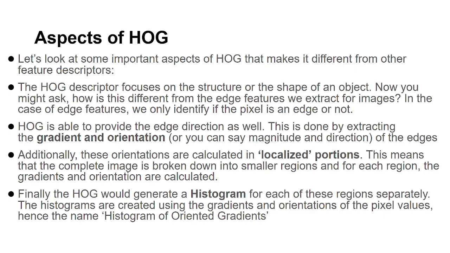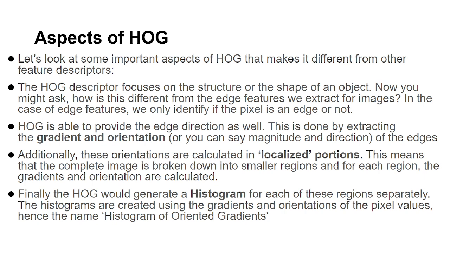HOG is able to provide the edge direction as well, and this is done by extracting the gradient and orientation. Additionally, these orientations are calculated in localized portions, which means the complete image is broken down into smaller regions, and for each region the gradient and orientation are calculated. Only then can we extract the features based on this gradient and orientation from the given image.